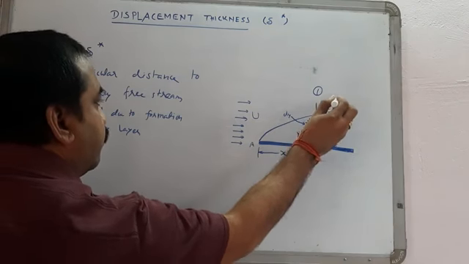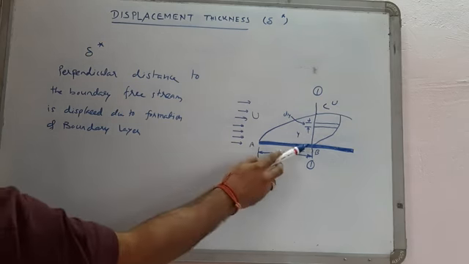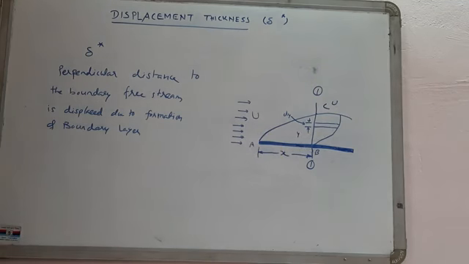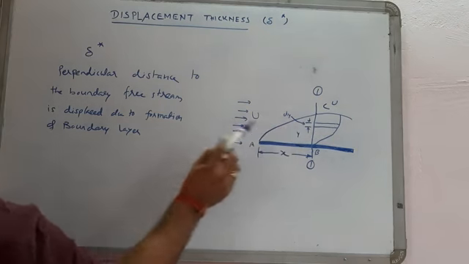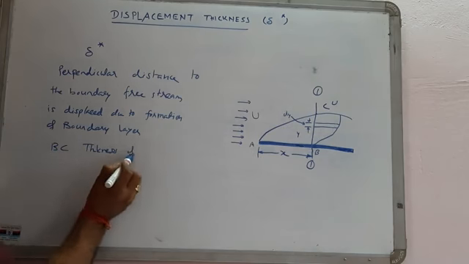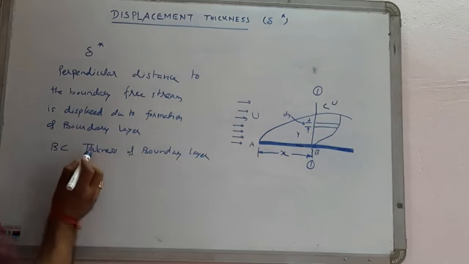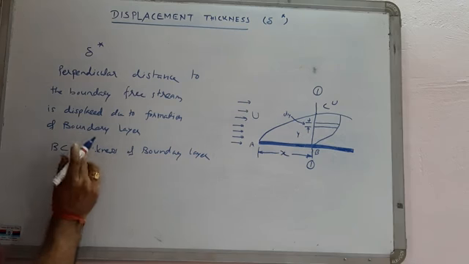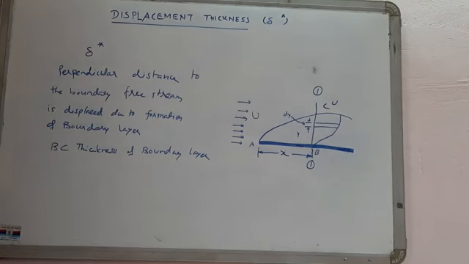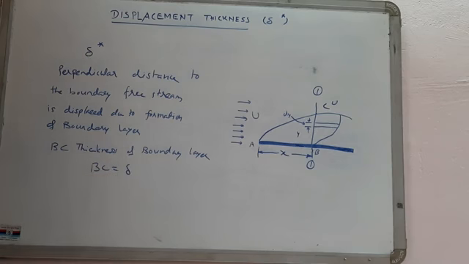The velocity varies from 0 at B to U at C, where BC is equal to the thickness of boundary layer. That is, distance BC equals del.